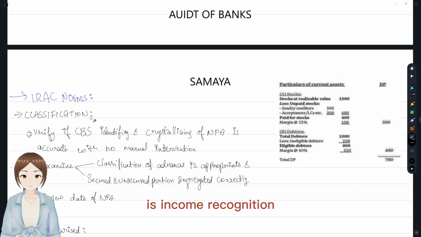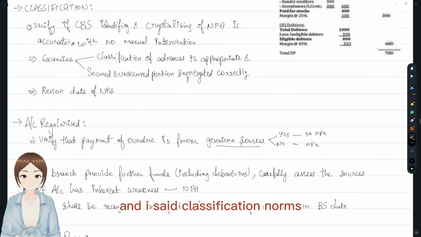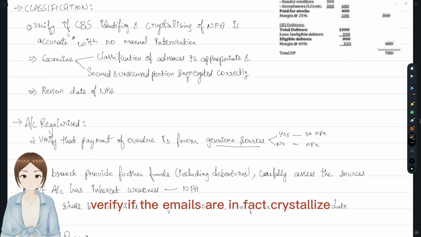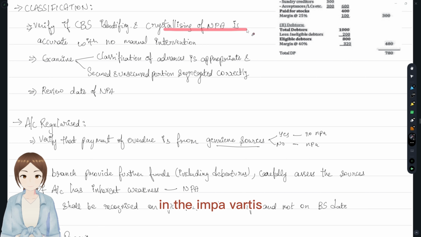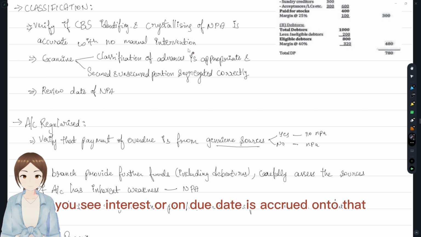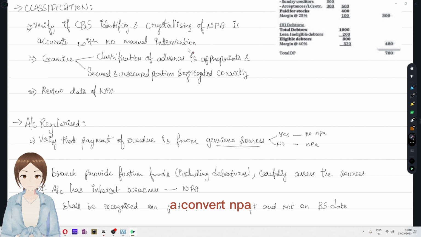IRAC norms. IRAC norms are income recognition and asset classification norms. How do you classify? Verify if the CBA is identifying and crystallizing the NPA. What is crystallizing of NPA? Interest on the due date is accrued onto that account, but in case of NPA, only on a receipt basis do you recognize the revenue. That is what crystallizing of NPA is. You have to crystallize the NPA without any manual intervention.